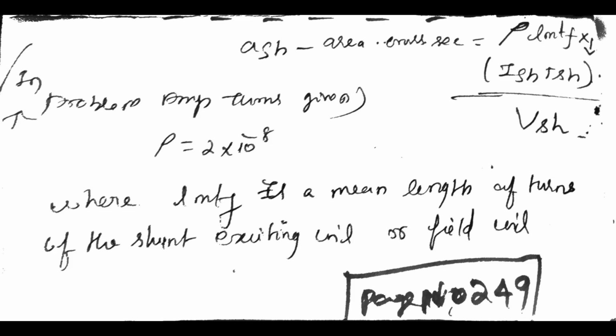Design of field winding. First, cross-sectional area of conductor. ASH, the cross-sectional area, is equal to rho LMTF into ISH TSH divided by VSH. In the problem, ampere turns are given. Rho is 2 into 10 power minus 8, where LMTF is the mean length of turn of the shunt exciting coil or field coil.